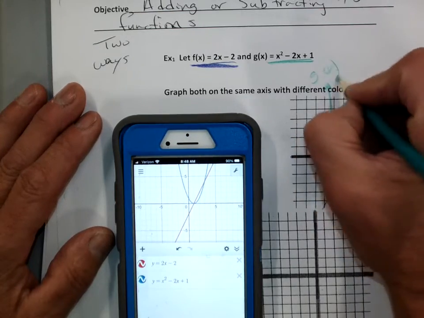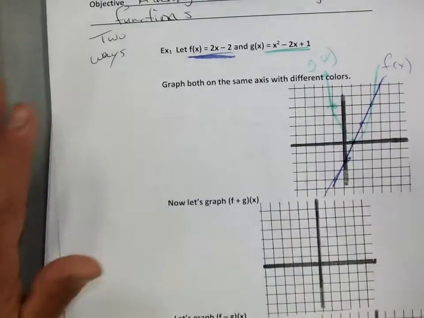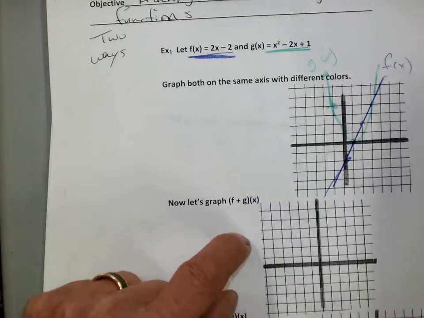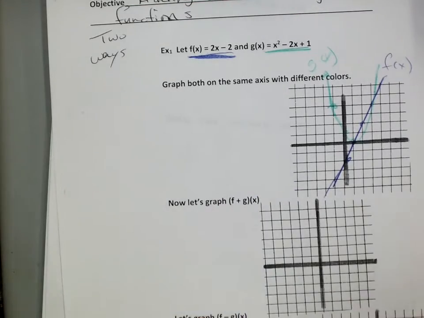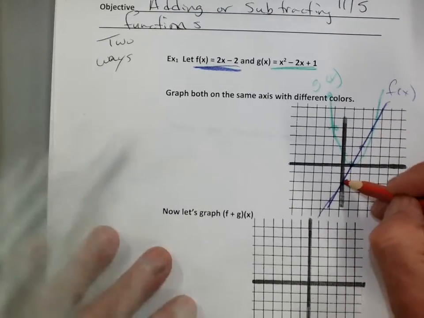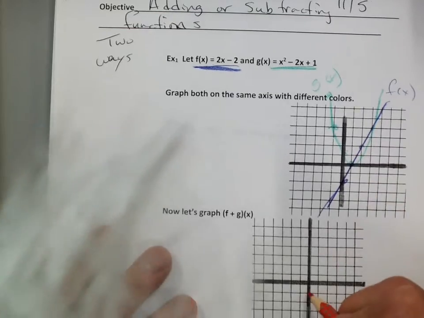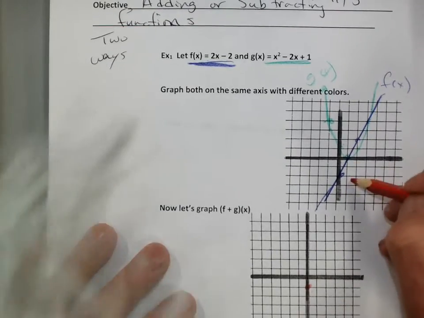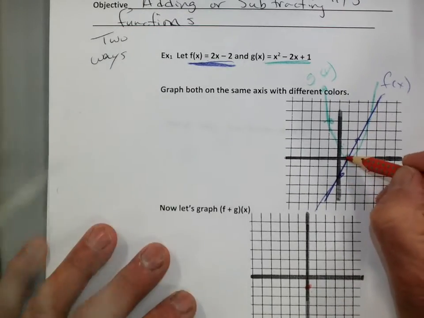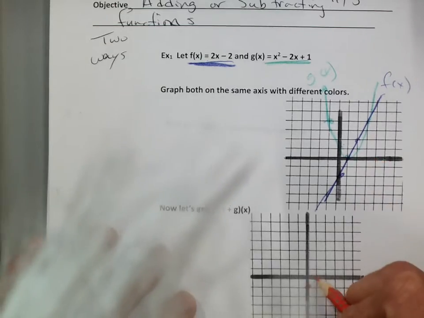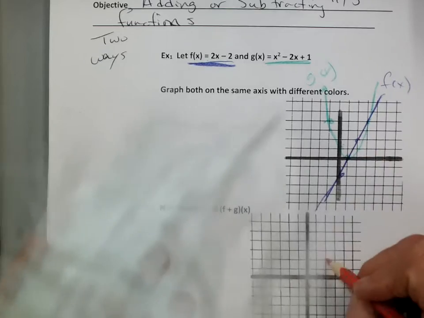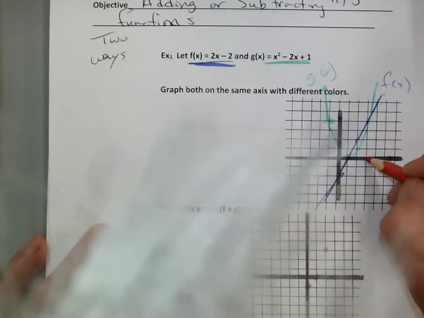Two different colors, okay? Now, if you're going to add them together, add f plus g, one way is to just add their heights, okay? For example, at this height, I've got a negative 2 plus a 1, which would be a negative 1. This is a 0 plus a 0, so we'd have a height of 0. Right here, we'd have a height of 1 plus 2, which makes 3. Right here, we'd have a height of 4 and 4, which makes 8.